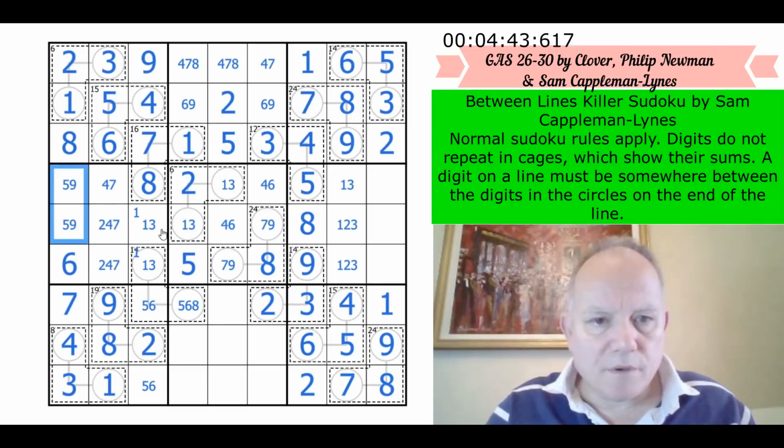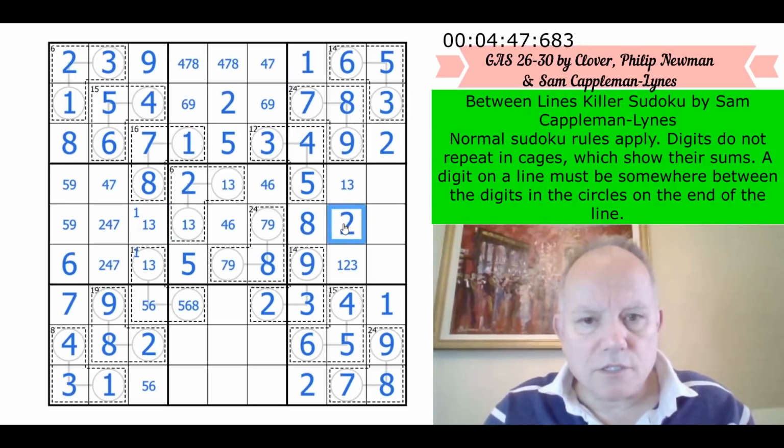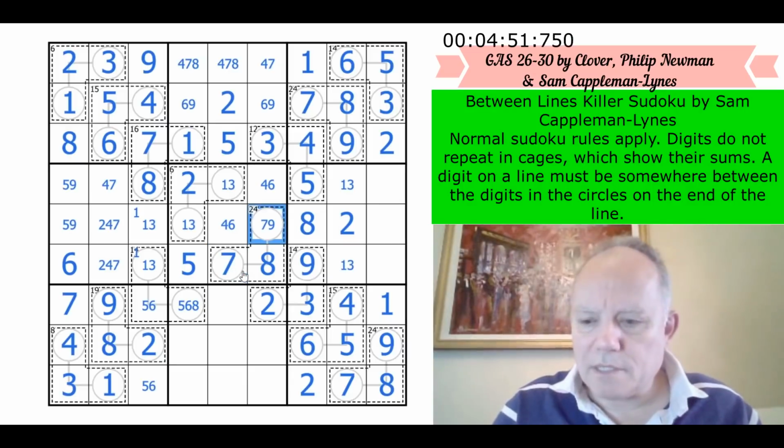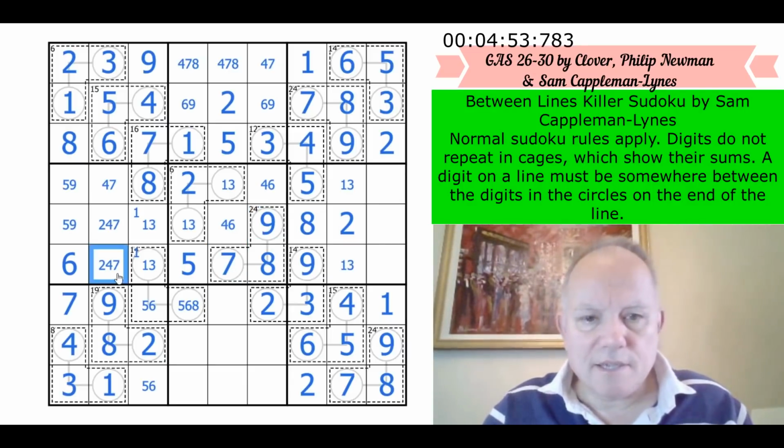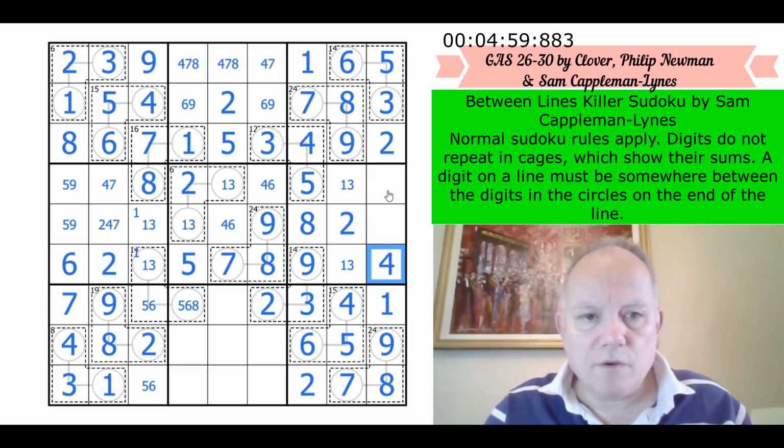We've got 3 8s across the middle. We've got a 1 3 pair. That makes this a 2. 1 3, oh, it's 9 looking at that. That can't be a 7. We've got 2 and 4 to place. That's where the 2 goes. That's the 4 in the row.